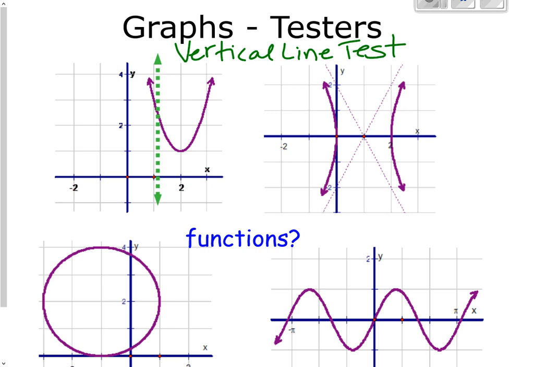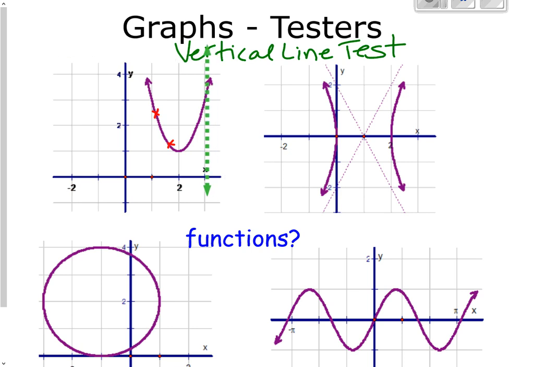And I can see, for example, if I have it here, it just cuts it at the one spot right there. If I move it a little further, it's still only cutting it at one spot. If I move it over, I never can find a spot on that graph where that green line cuts my graph more than once. Okay, and because of that, vertical line test, this is a function.